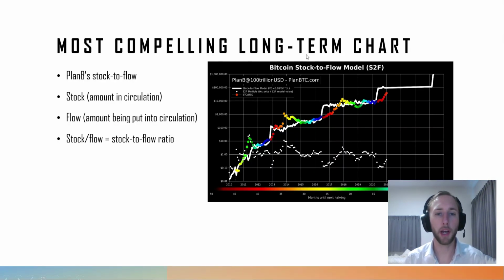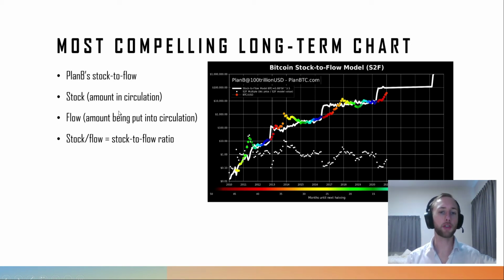Returning to Bitcoin and long-term investing in Bitcoin. One of the most compelling charts for long-term investing in Bitcoin is the stock to flow model by Plan B. Now, Plan B is an investment banker who took an interest in Bitcoin. Now, the stock to flow model basically describes the amount that is in stock divided by the amount of flow.